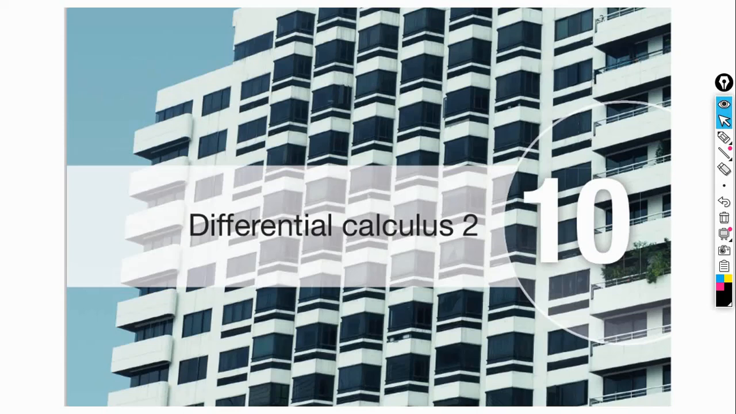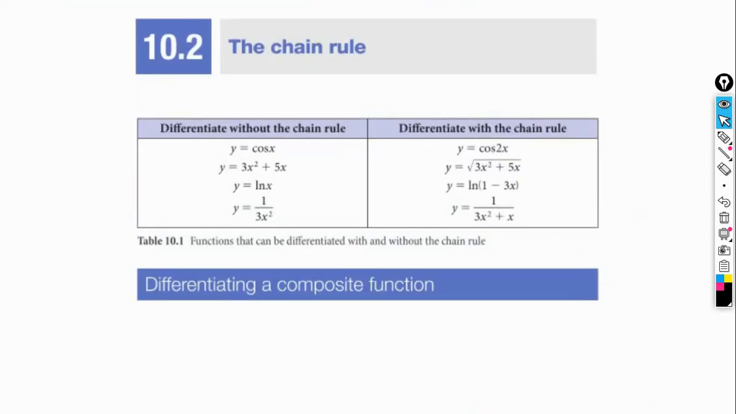Hi everybody, so in this video we're going to continue with Chapter 10, Differential Calculus 2, specifically with topic 10.2, the chain rule. So here we have table 10.1 and its functions that can be differentiated with and without the chain rule. So we are familiar with functions that we can differentiate without the chain rule directly. So we know that the derivative of cosine of x, for example, is going to be simply minus sine of x.